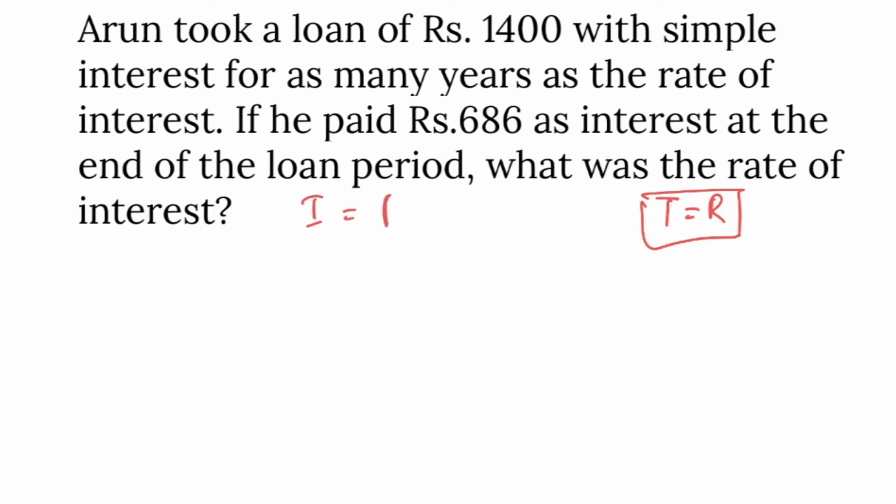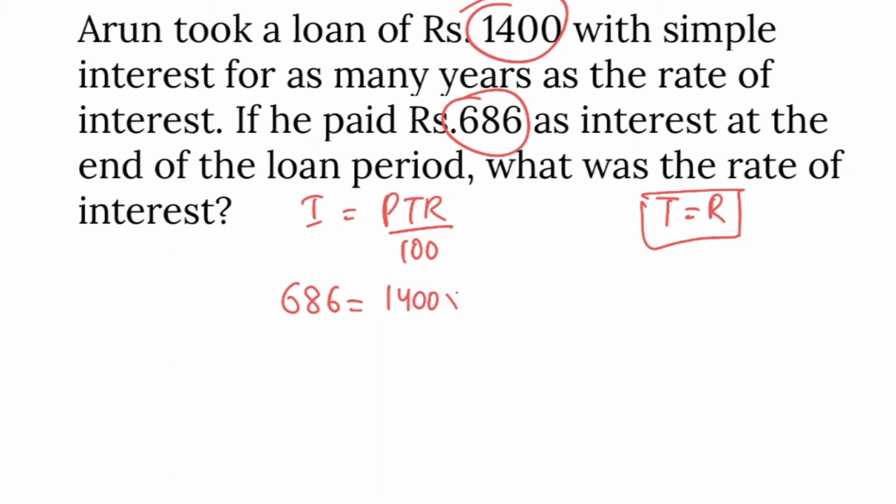We use the formula I = PTR/100, where interest is 686, principal is 1400, and time period and rate of interest are both equal. So I am writing time period and rate of interest both as R. Time period is R, rate of interest is R, divided by 100.